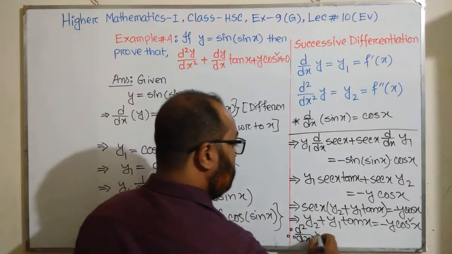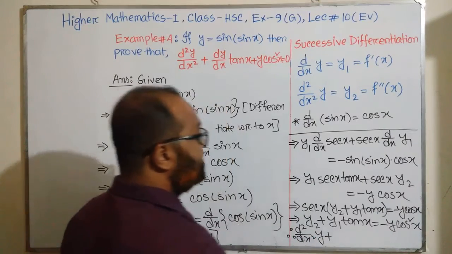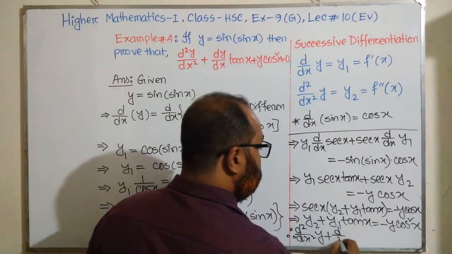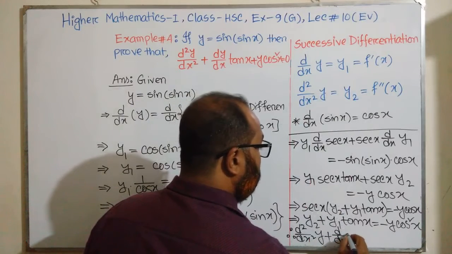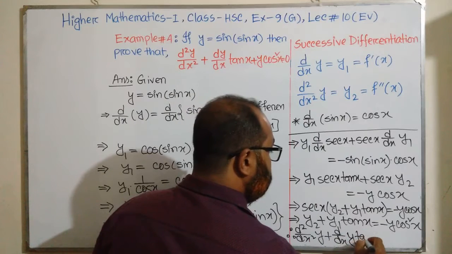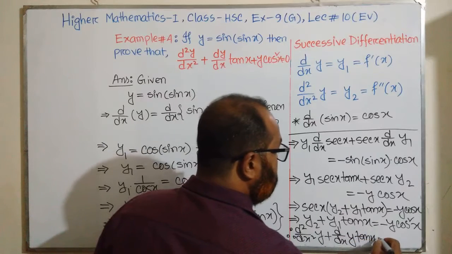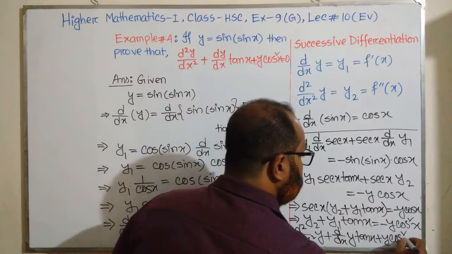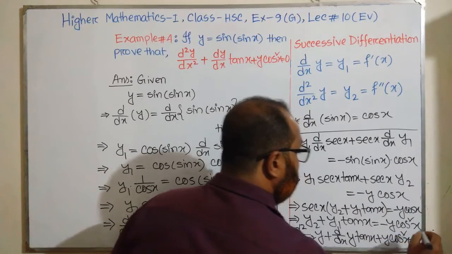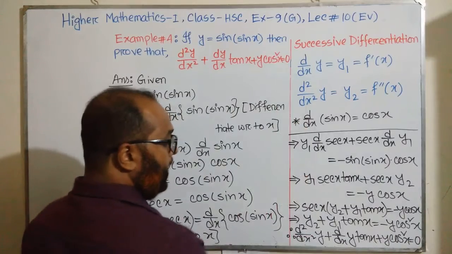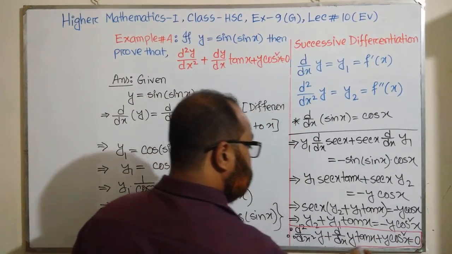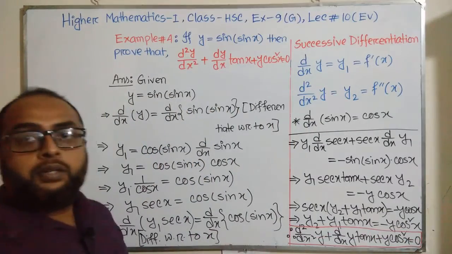second derivative of y plus y1 tan x plus y cos square x, this equal 0, and this is our final line, this completes our proof.